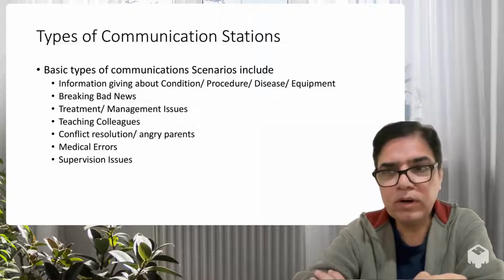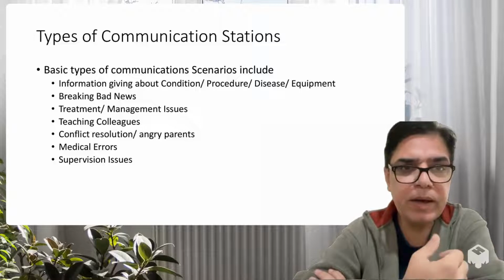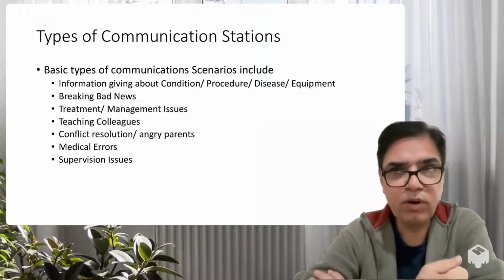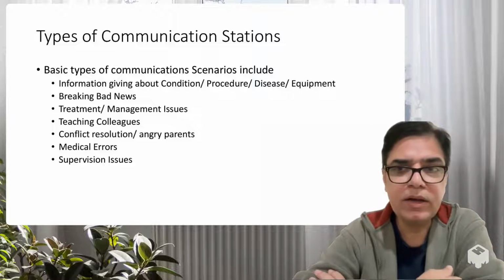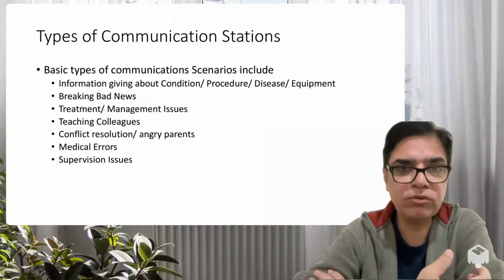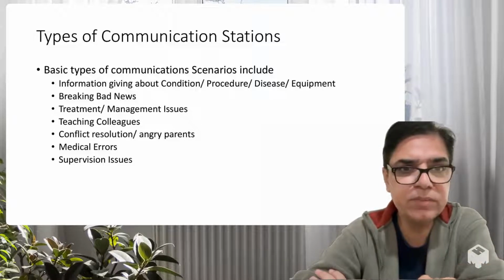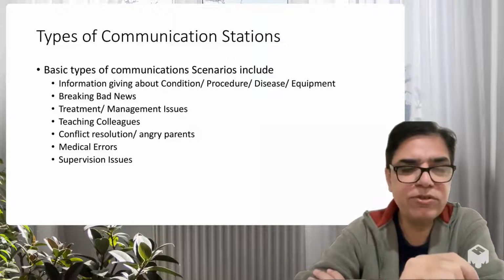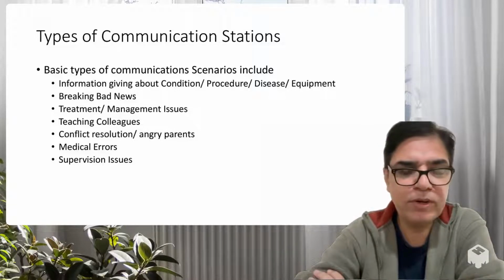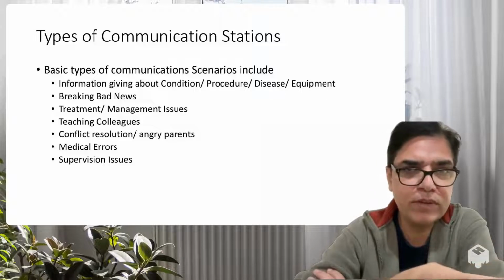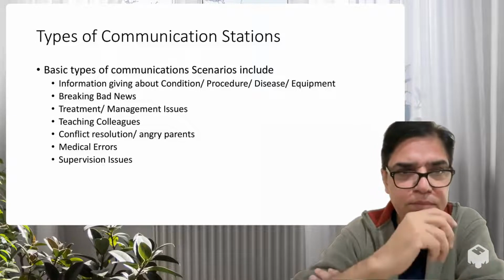It might also involve information about using some equipment, for example how to use the EpiPen. Some of the stations revolve around breaking bad news, so you have to talk to the parents and give them news about a diagnosis, maybe a chronic condition or might be something bad like a cancer. Some of the stations might revolve around talking about treatment and management issues. A child who's probably not complying with the treatment, so how to talk with them, talking about the issues and making some common agenda to take forward.